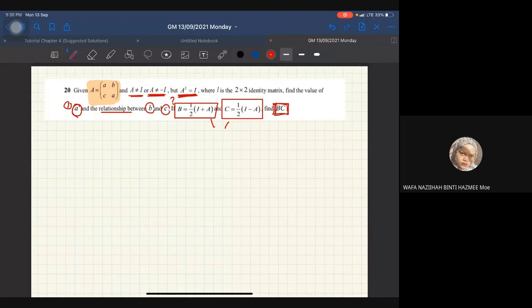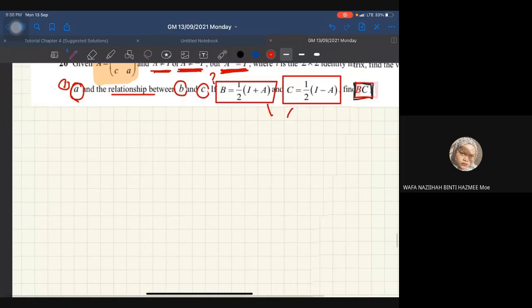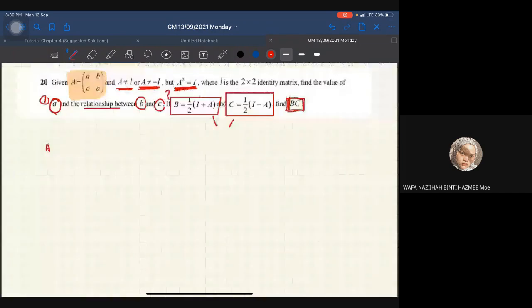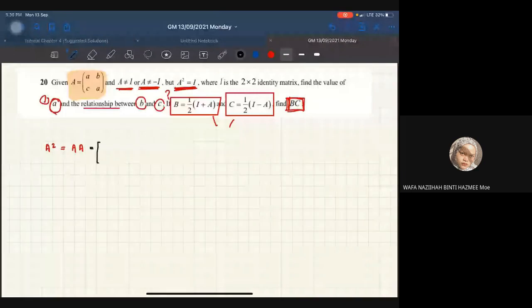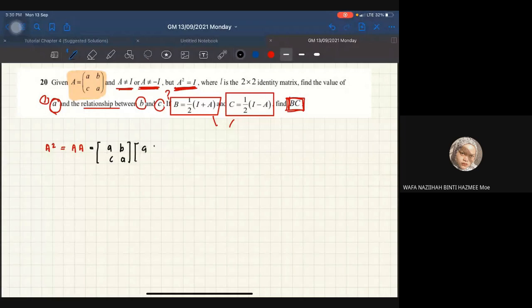Any idea? Find A square first. Okay, so let's try to find A square first. So A square is equal to A times A. Our A is the matrix A, B, C, A, and then just multiply it with itself, so times A, B, C, A.